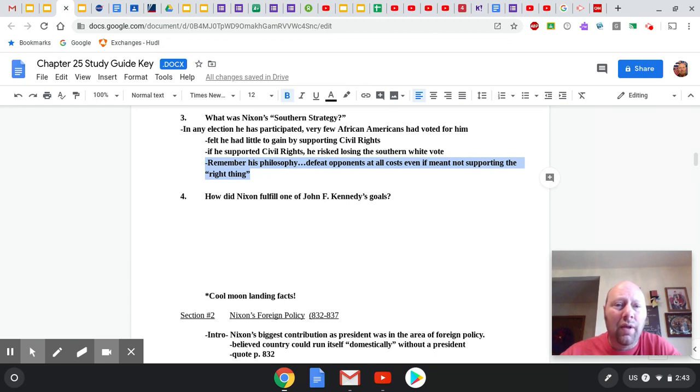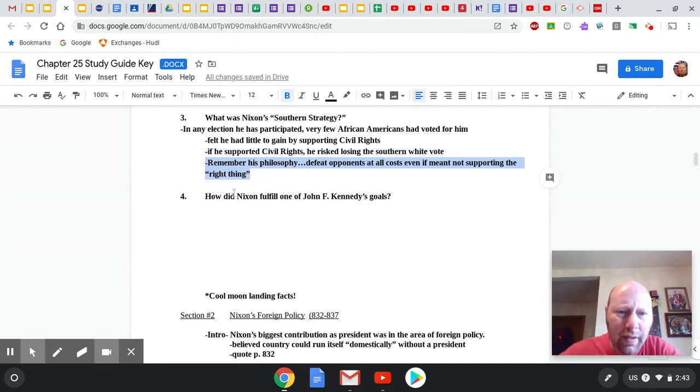Remember, minorities, African Americans in particular, were only about 10% of the population. And so he figured, what do I have to lose? And so he did not support the civil rights movement. Along with Martin Luther King being assassinated in 1968, Robert Kennedy being assassinated in 1968, and Nixon becoming president in 1968, that's when we see a slowdown of the civil rights movement.